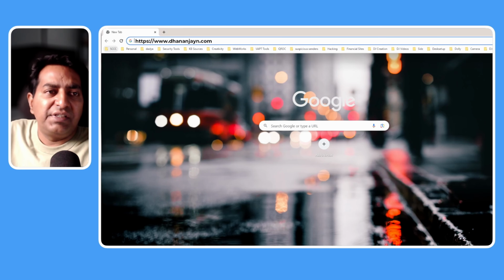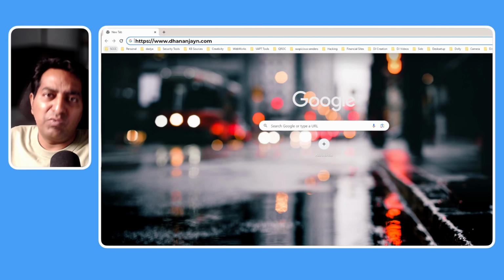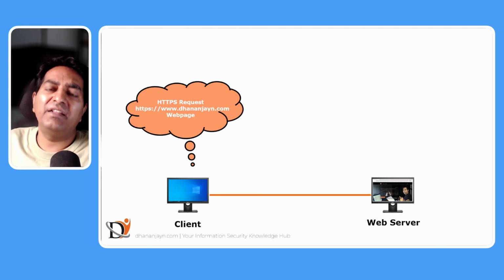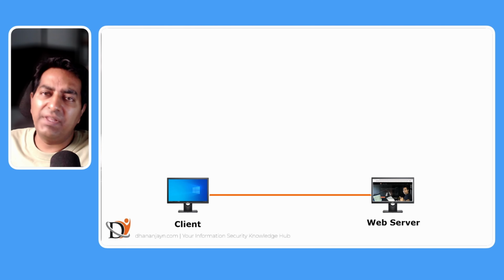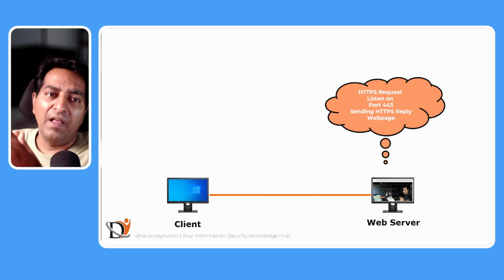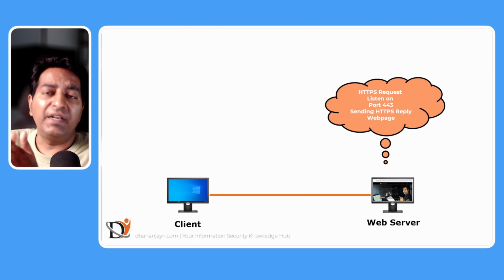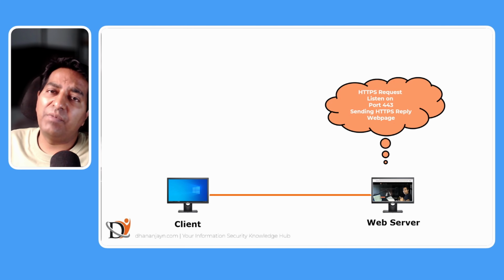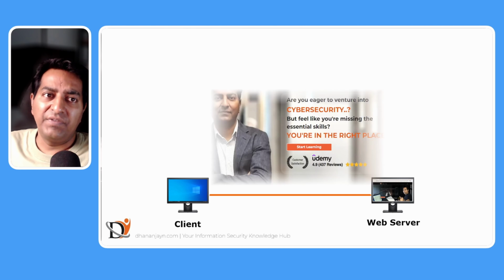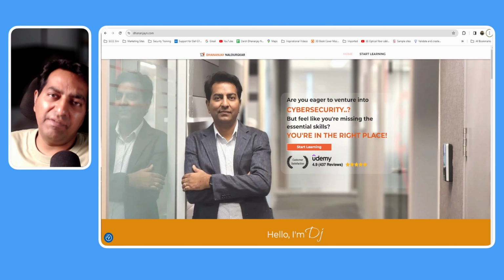So this is how it happens. Suppose I have opened my browser and entered the URL of my website, dhananjay.com. I am now sending the HTTP request by entering the URL. The request from my computer will be sent to the web server. Now the web server receives that request. As it was HTTPS, it has listened to the request on port number 443. Now it replies back on the same port number, and my computer receives the response. So that's how finally it opens the website.